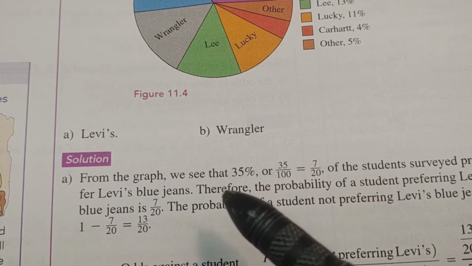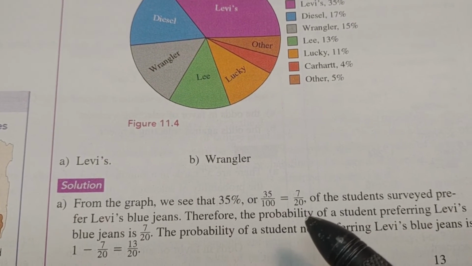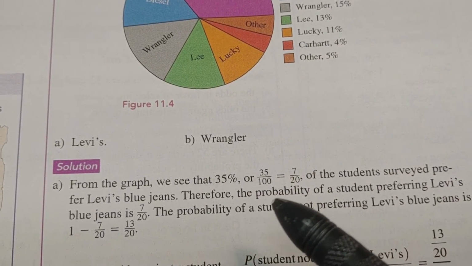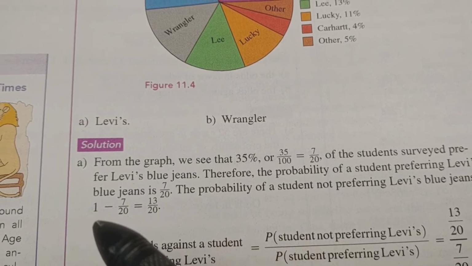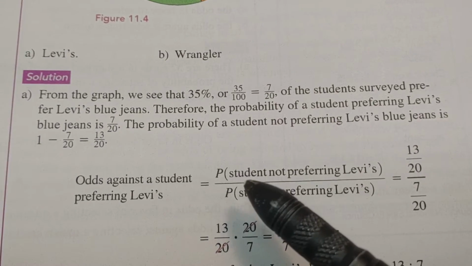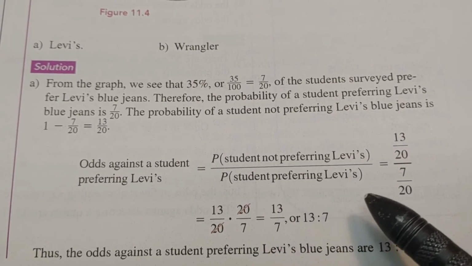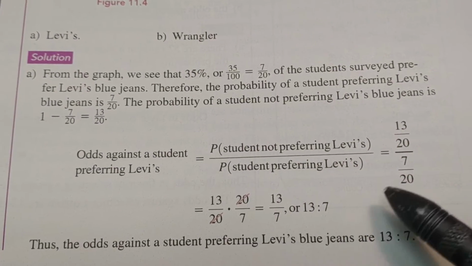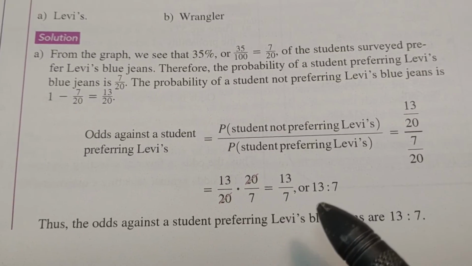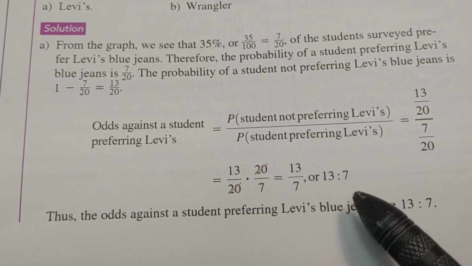So if we're looking to determine the odds against the individual preferring Levi's, we look at the graph and see that for Levi's it's 35%, so 35 over 100, which is 7 over 20. If the student surveyed prefers Levi's, then all we have to do is subtract that 7 over 20 from 100%, and we get 13 over 20. So the probability of not preferring Levi's is 13 over 20. The probability of preferring Levi's is 7 over 20. Again, multiply by the reciprocal, the 20s cancel, and we get 13 over 7. So the odds would be 13 to 7 against preferring Levi's.